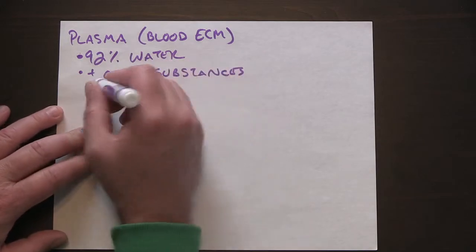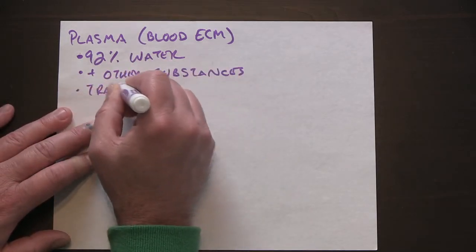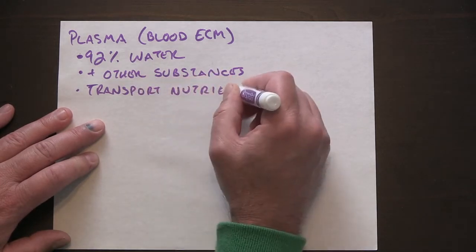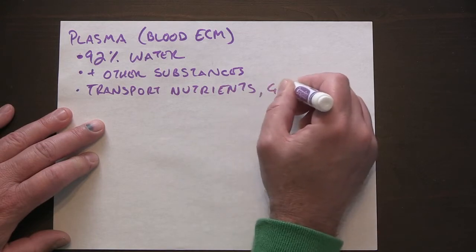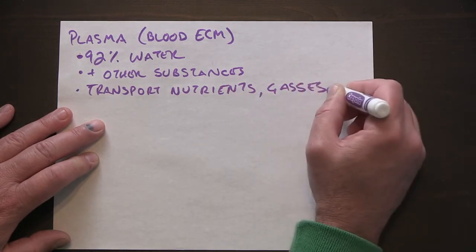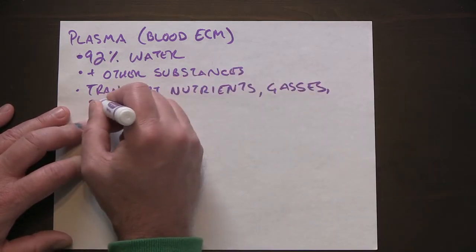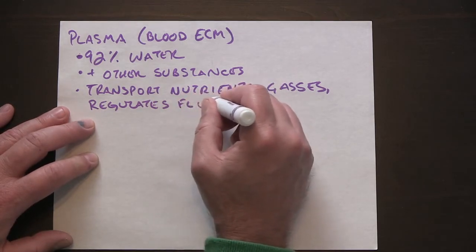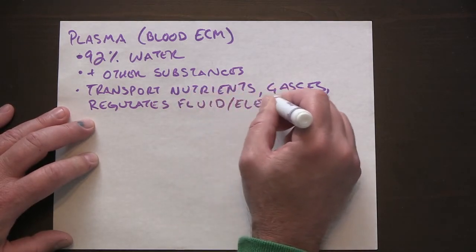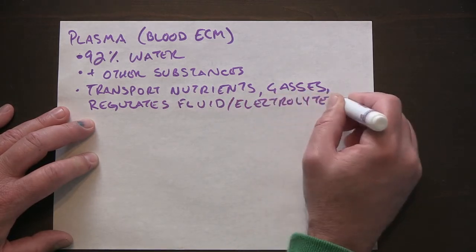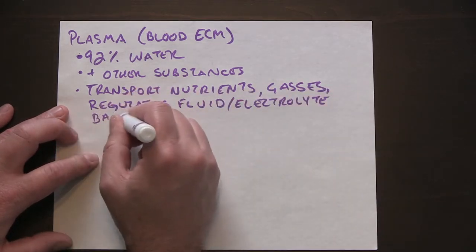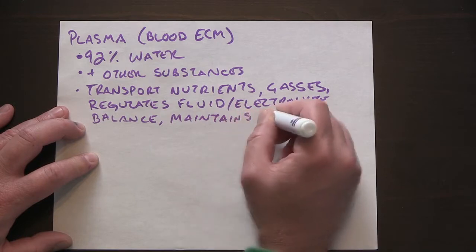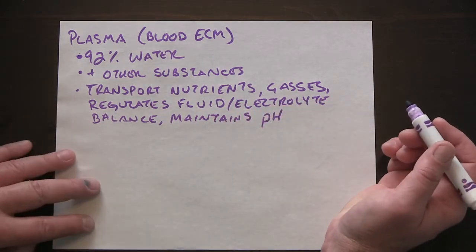And its function is to transport nutrients and gases, and it regulates fluid and electrolyte balance, and helps in maintaining the pH, the acidity of the blood.